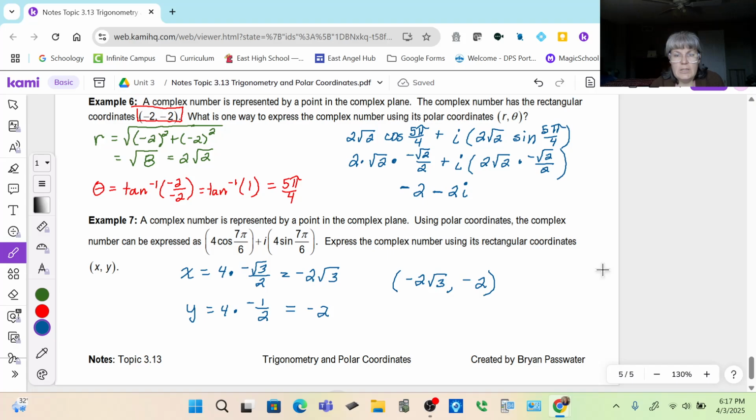the sine and cosine relationships, or the complex number form. And this concludes all of the information for topic 3.13.